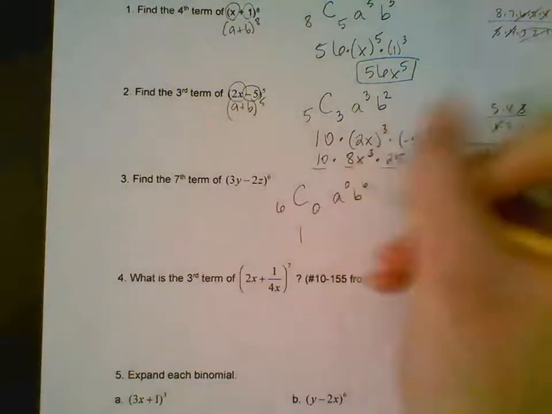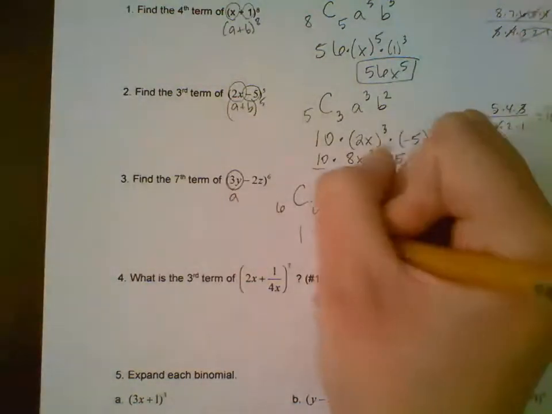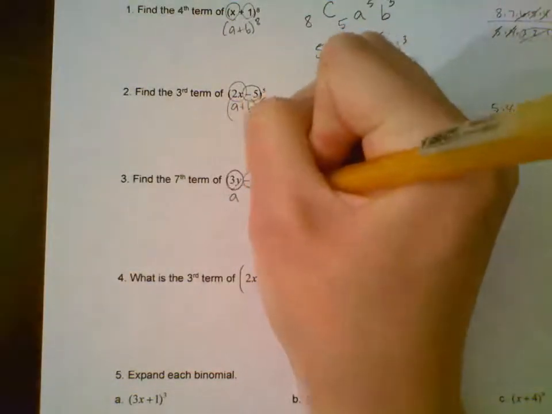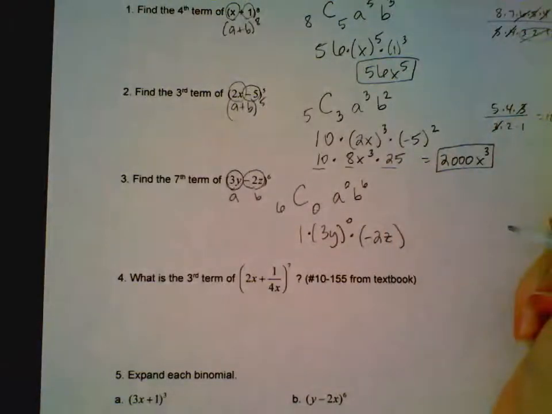All right, now I'll do my substitution. a is going to be 3y, so I have 3y to the 0 power. And b is negative 2z. Again, very important, you include that negative in the parentheses and then raise it to the 6th power.